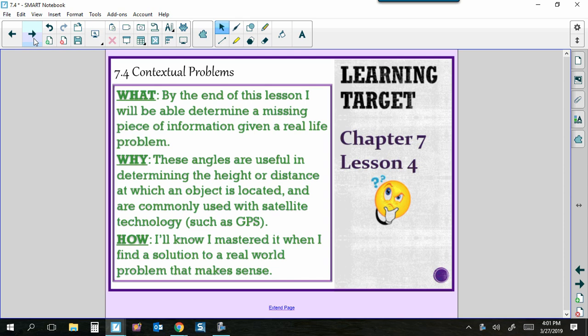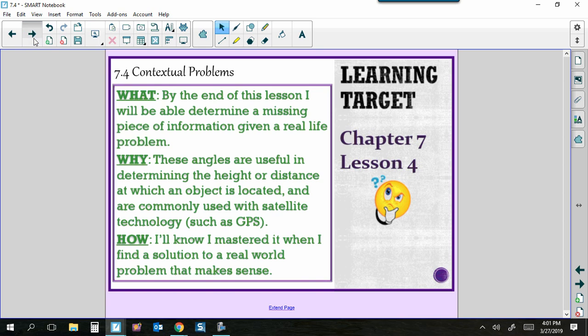Why do you need to know this? Well, these angles are useful in determining the height and distance at which an object is located and are commonly used with satellite technology such as GPS. And to be honest, no one in the real world is ever just going to hand you a math problem. They're going to give you a real life problem. So, how will you know it? You'll know you mastered it when you can find a solution to a real world problem that makes sense.